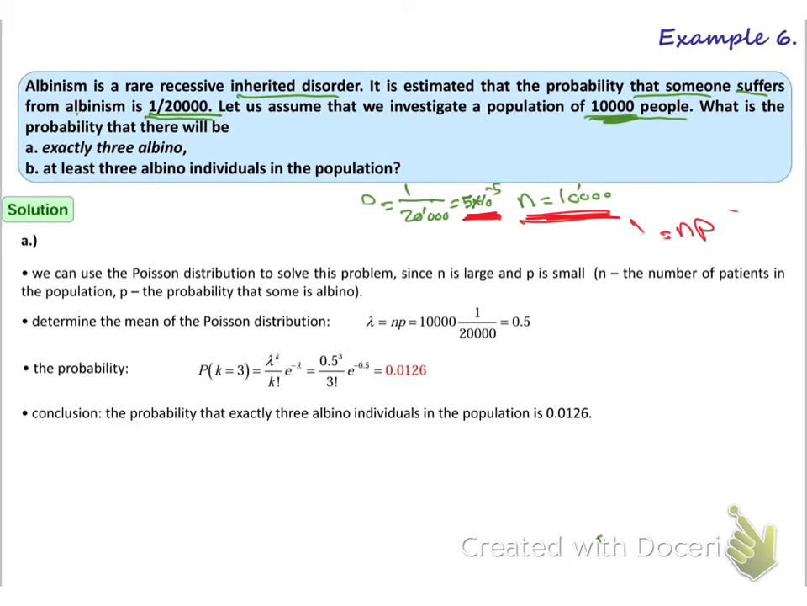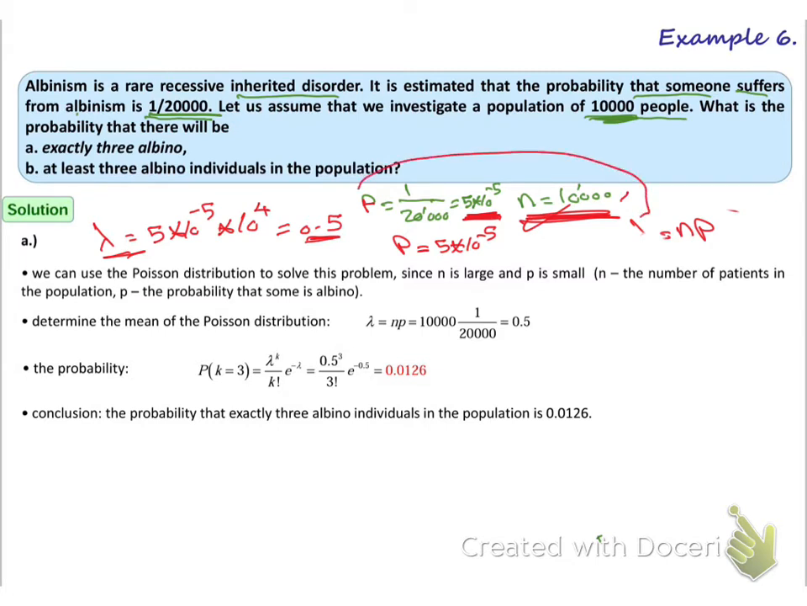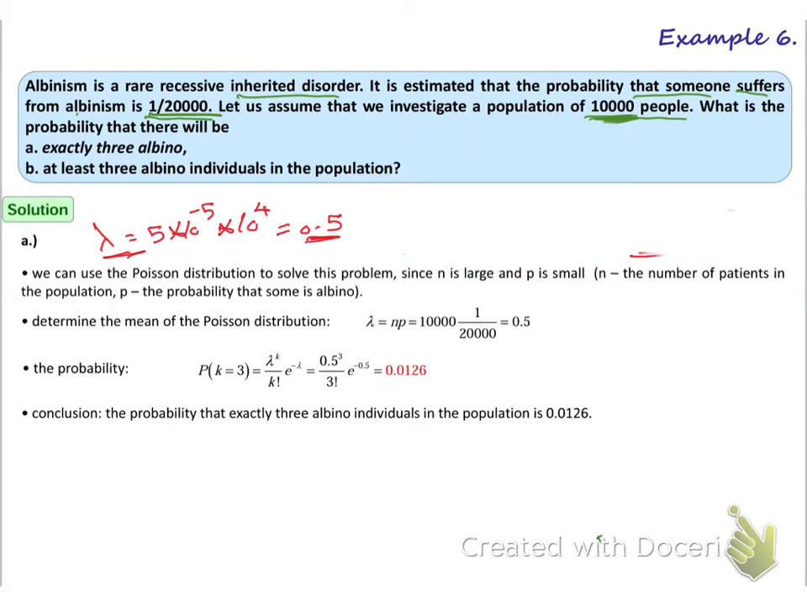So lambda will equal 5 times 10 to the power minus 5 times 10 to the power 4, which is 10,000. This will cancel with this, and we end up with 0.5. So now I have lambda equals 0.5. Once I get lambda, I don't need all this information. I forget about the very high population and the very small probability. I can even erase them. I just needed them to get lambda. So lambda equals 0.5.